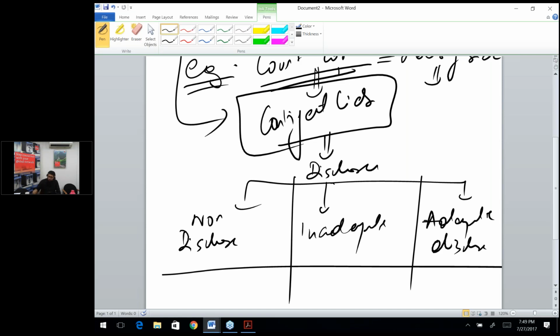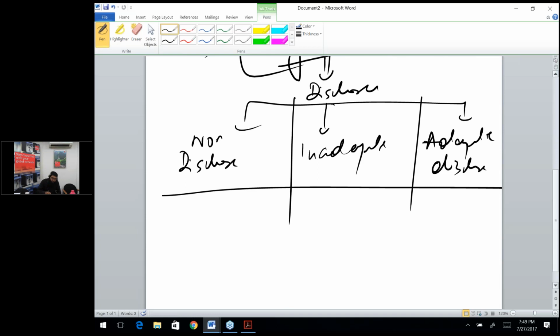So now what could happen? The first thing that could happen, number one, is that there could be a possibility that the management has not given any disclosure. If the management has not given any disclosure, then what is going to happen? If there is non-disclosure from the management side, then it is going to lead to an adverse opinion, number one.